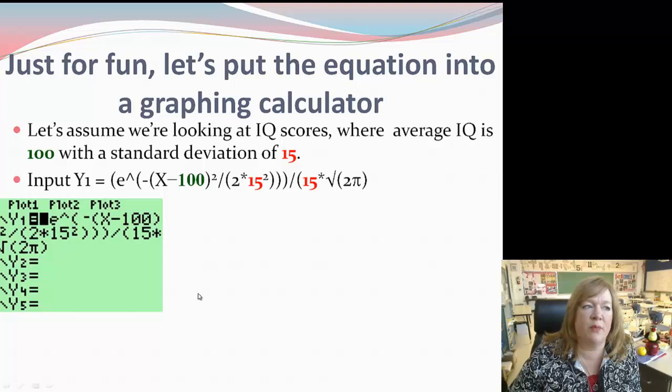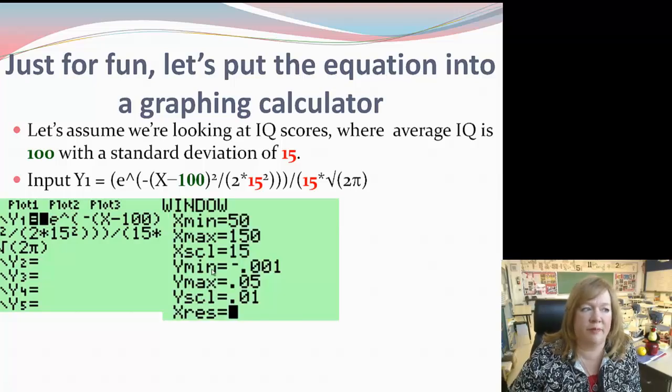When you set up the window, it's kind of tricky. Because I want the mean in the middle, I set the window for x min to be 50 and x max to be 150. Those are my data values. Those go along the x-axis. I set the x scale to be 15, that's the standard deviation. This is a very low curve, so y min is 0.001, y max is 0.05, and y scale is 0.01, or 1/100th.